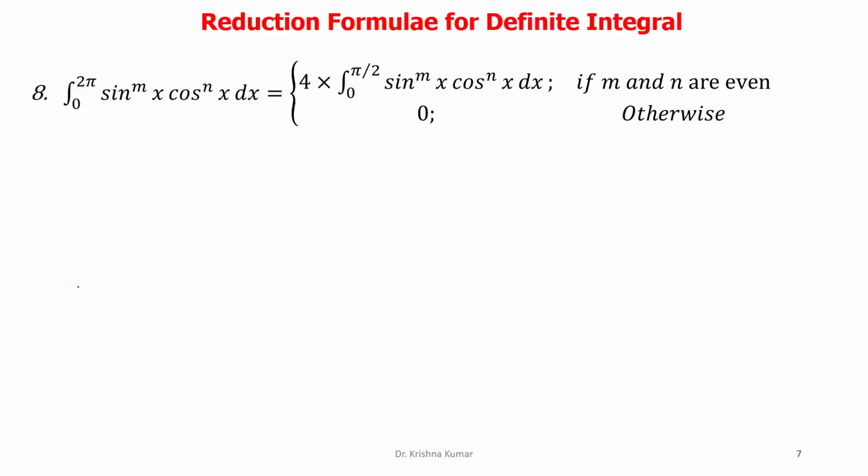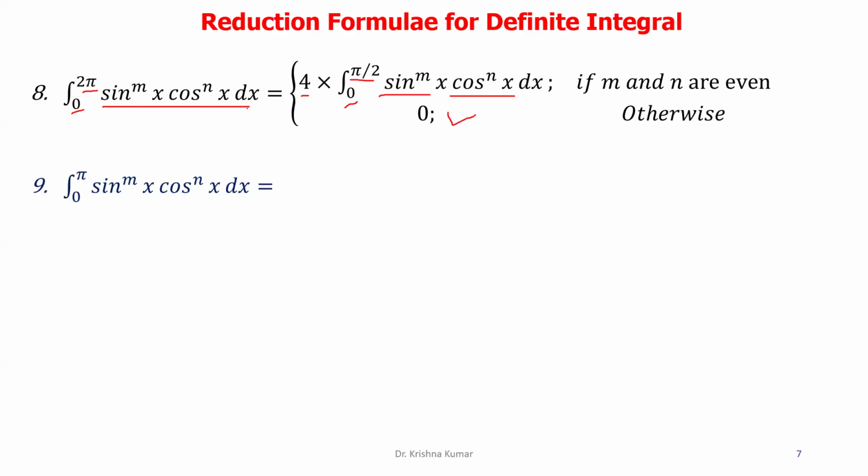The eighth formula is based on the product of two trigonometric functions, the sine function and the cosine function. What is the integration of sine to the power mx cos to the power nx under the limit 0 to 2 pi with respect to x? This will be 4 times the integration of sine to the power mx cos to the power nx under the limit 0 to pi by 2 if m and n both are even. Otherwise, its value will be 0.